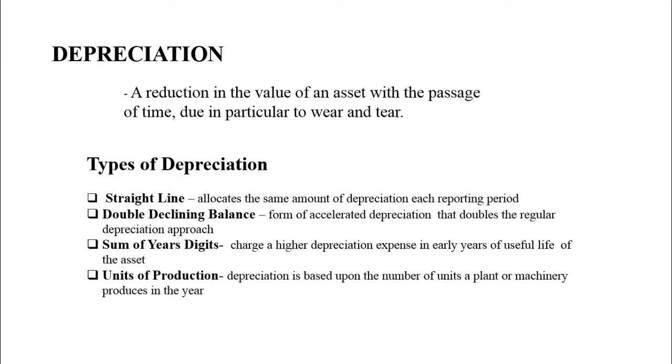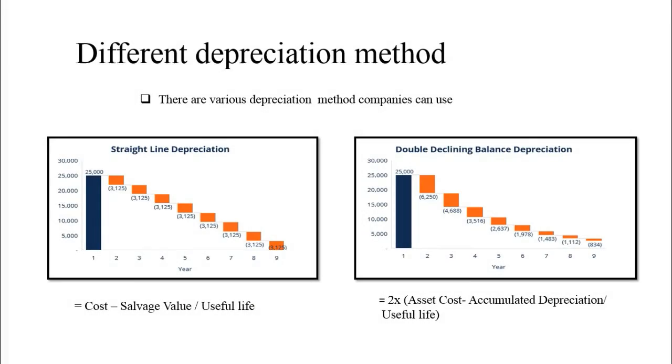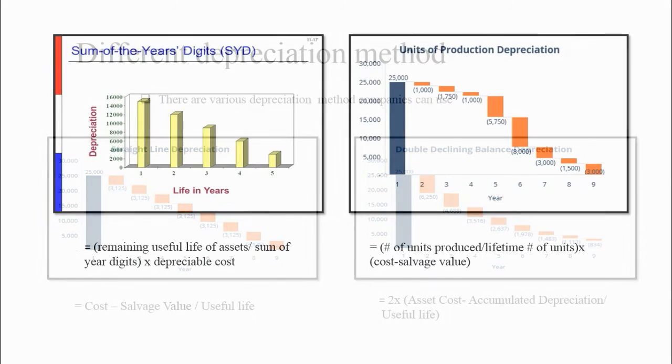Depreciation is based upon the number of units a plant or machinery produces in each year. There are various depreciation methods companies can use. So this is the example of straight line depreciation, where cost minus salvage value is divided by the useful life, and the double declining balance depreciation is 2 times the asset cost minus accumulated depreciation over useful life.